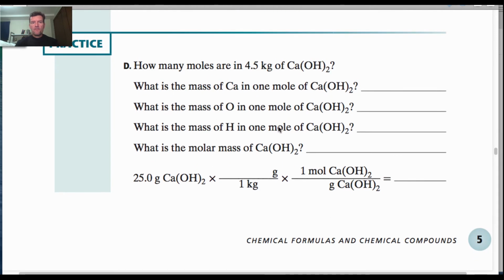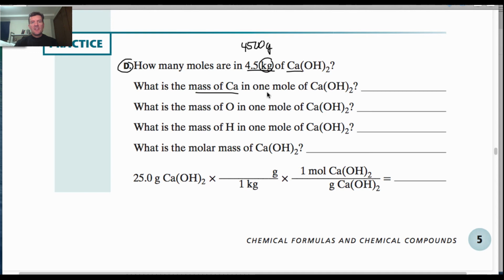Alright. This is breaking it down. This is a good practice for you here. How many moles are in 4.5 kilograms of calcium hydroxide? Well, notice it says kilograms here, so that is 4,500 grams. A kilogram is 1,000 grams, so that's 4,500 grams.